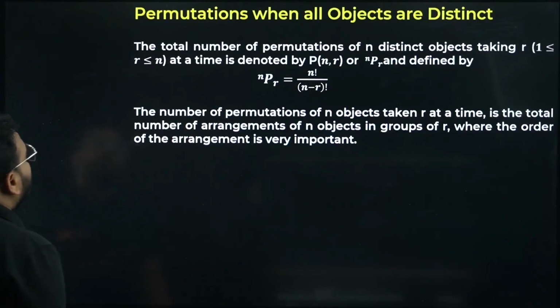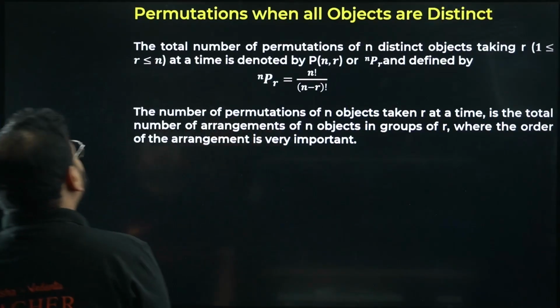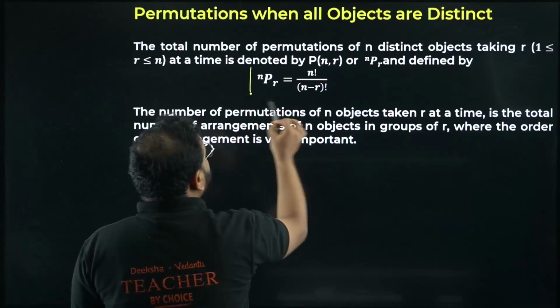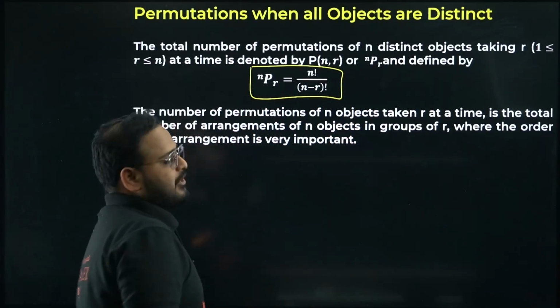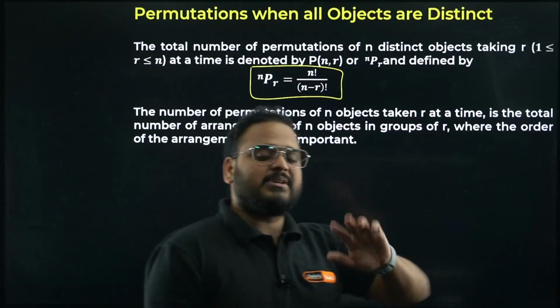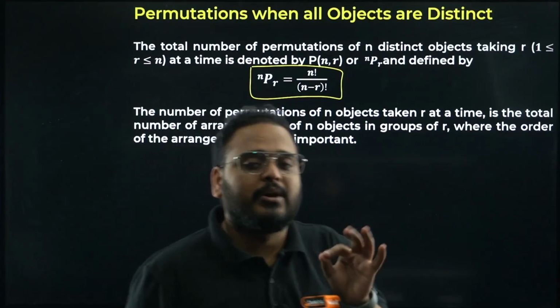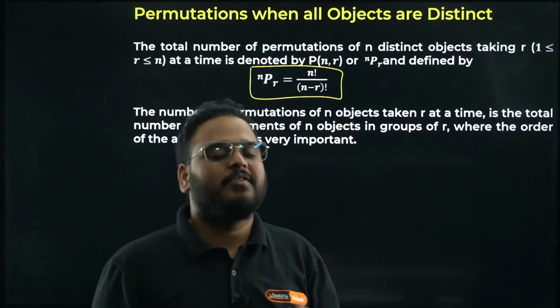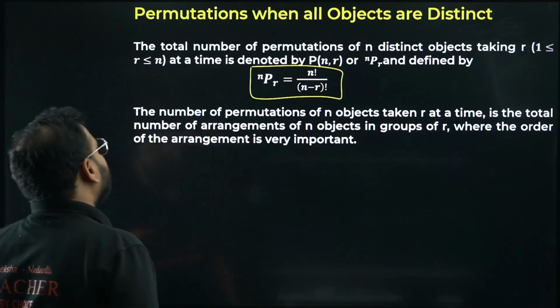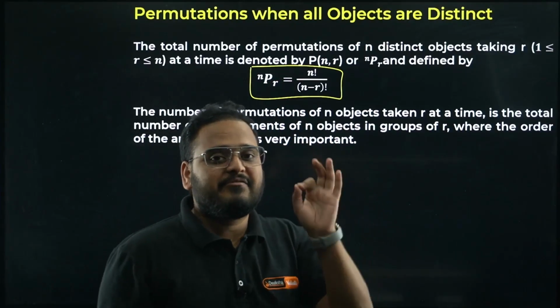Moving on now, we have permutations when all objects are distinct. What's the first one? This is the formula, bacha: nPr equals n factorial upon (n minus r) factorial. Your entire chapter is based upon this formula only. Yes, there can be something more as well, but basically everything comes from here in the case of permutations. Again, there's a different formula in the case of combinations, but all the permutation questions will revolve around this formula only. So very, very important.